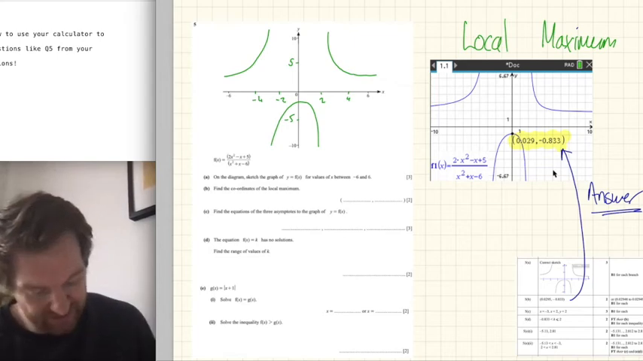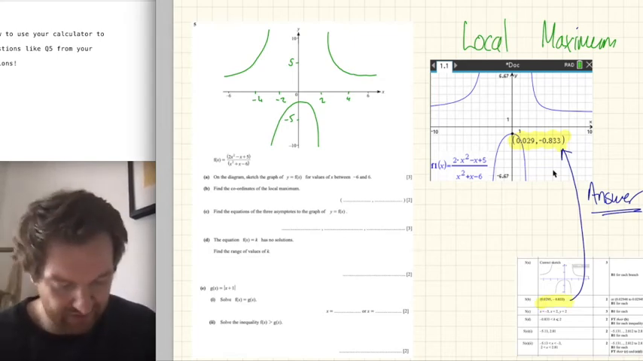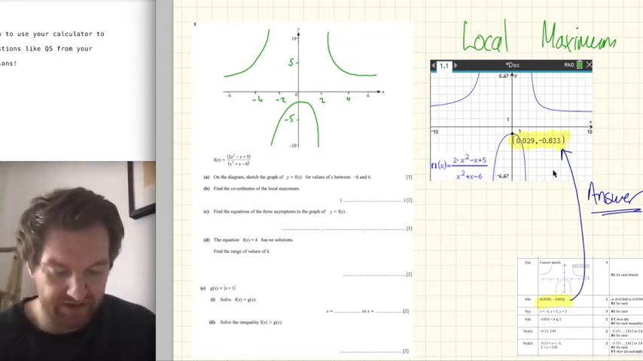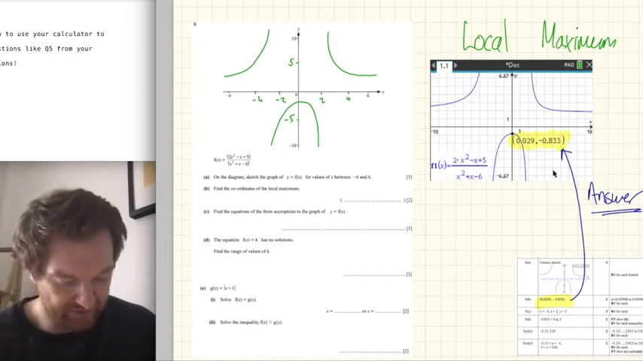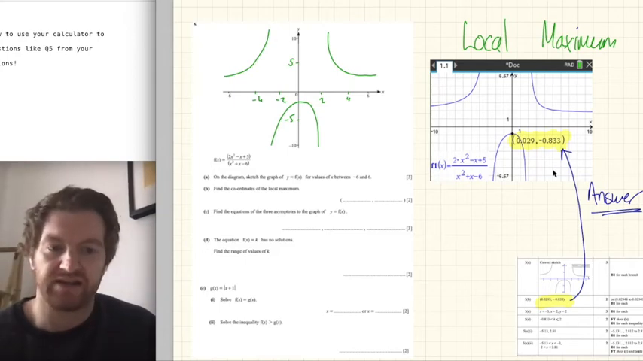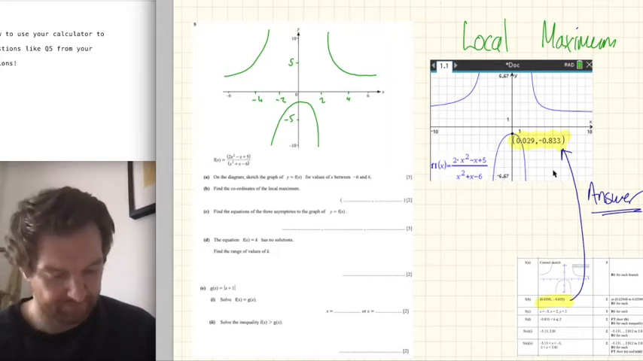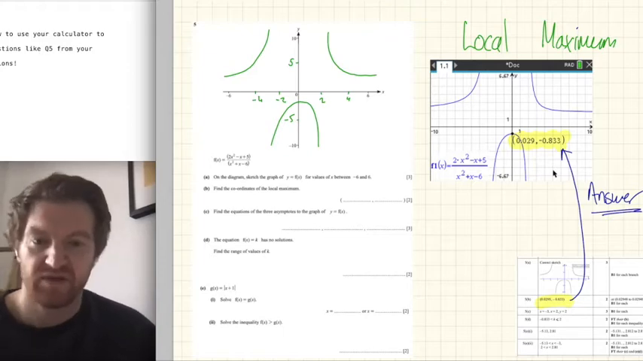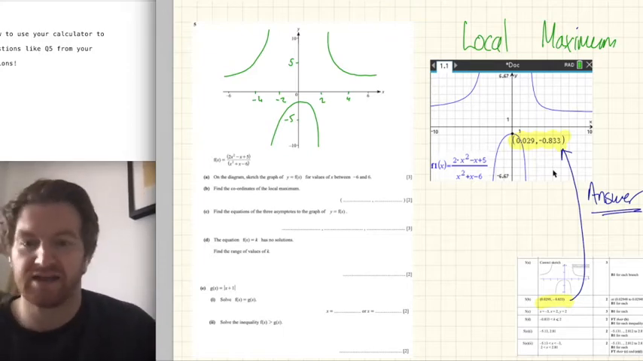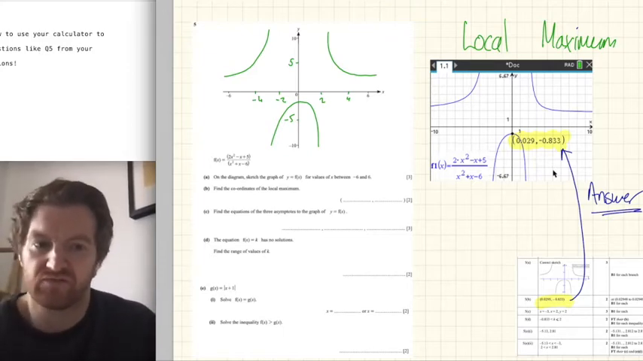Now you can see that they've given it to 3 significant figures, but the calculator only gives it to you for this one here. But again, that's absolutely fine. Do not worry too much about that. Okay, if you gave that answer, you'll be absolutely fine. So that's maximum. Again, we can see that straight away the calculator has done everything for us. We're just writing down what we see.